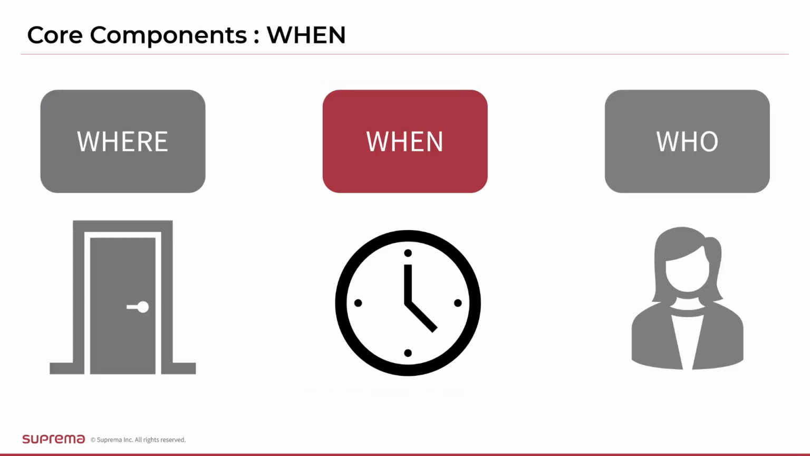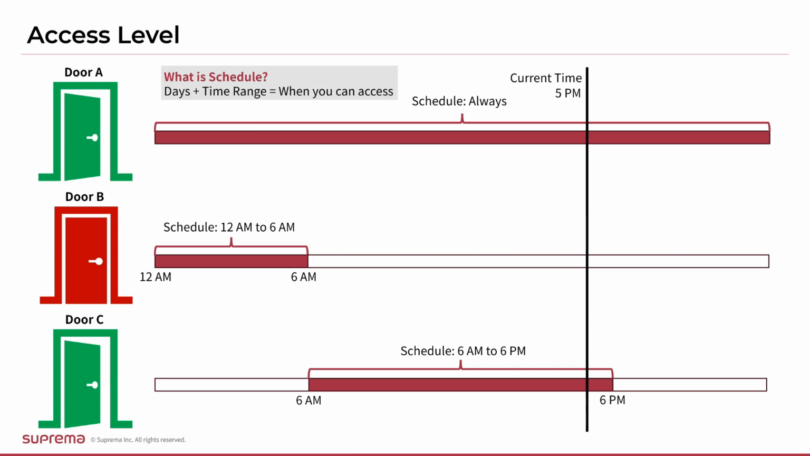Next up, when. This represents the schedule defining when access is allowed or denied. So what is a schedule? A schedule defines the days and time ranges when access is allowed. For example, you can allow access only on weekdays from 6 a.m. to 6 p.m. or block weekends entirely. By combining a door with a schedule, you can create an access level that defines where and when access is permitted. Let's look at a few examples.